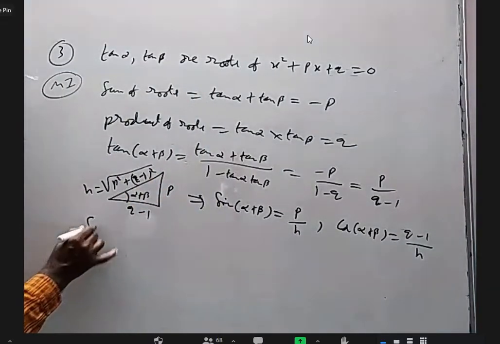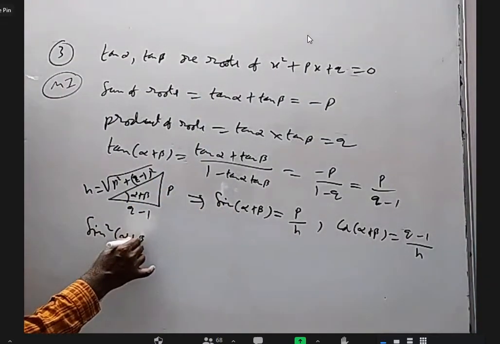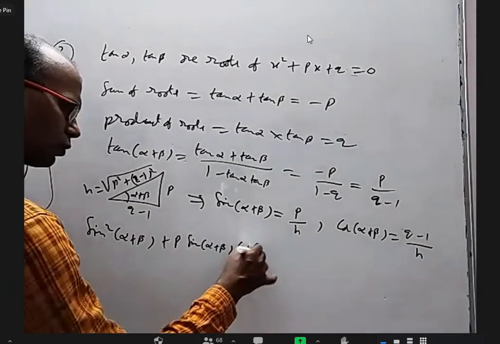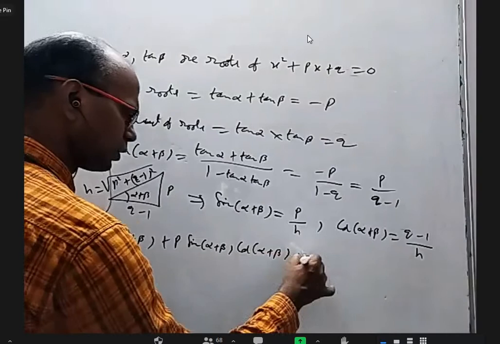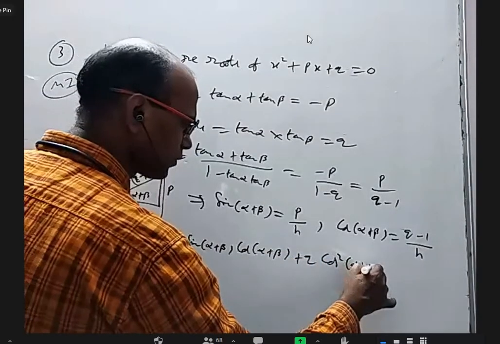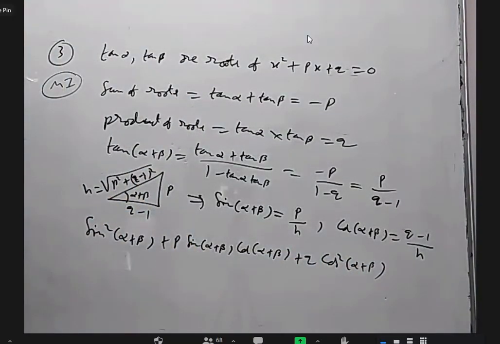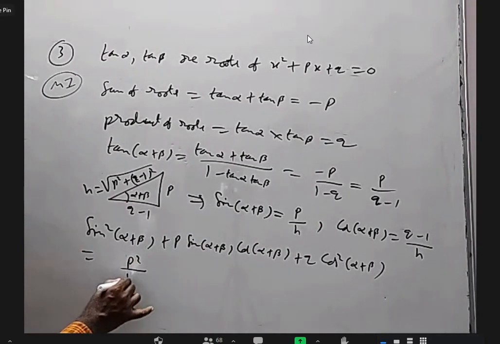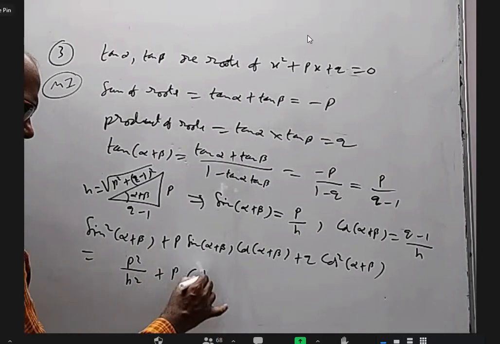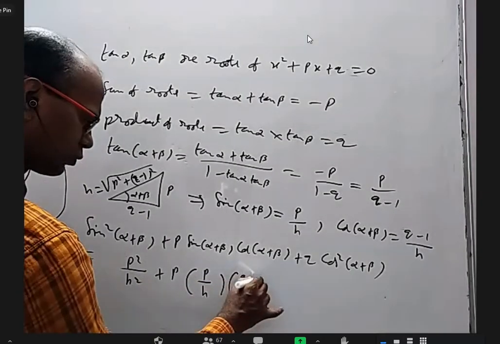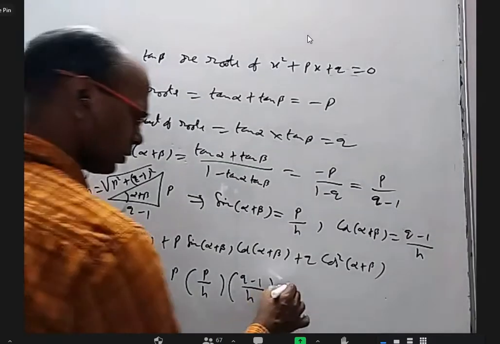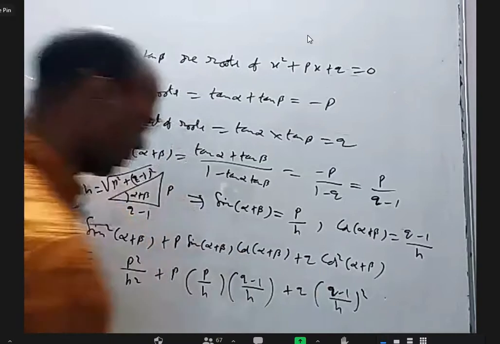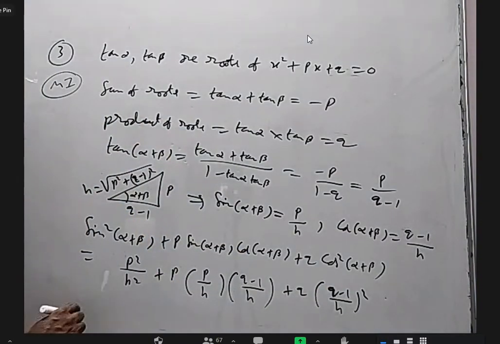And I think the question is sin square alpha plus beta plus p into sin alpha plus beta into cos alpha plus beta plus q into cos square alpha plus beta. If I substitute all the known values, this is p square by h square. This is p into p by h into q minus 1 by h. This is q into q minus 1 by h whole square. All denominators are h square.